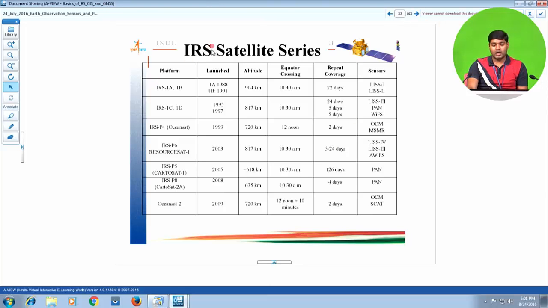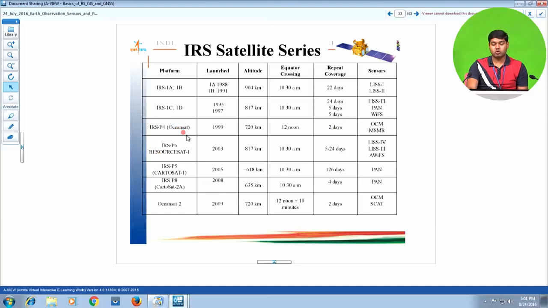Now we have the IRS series of satellites. IRS 1A, 1B was launched with LISS 1 and LISS 2 sensors. We started with 72 meter spatial resolution data. Now we have sensors like Cartosat 2C, also recently launched, with less than 1 meter spatial resolution. In 1995 and 1997 with 1C and 1D we had a panchromatic sensor with 5.8 meter spatial resolution.